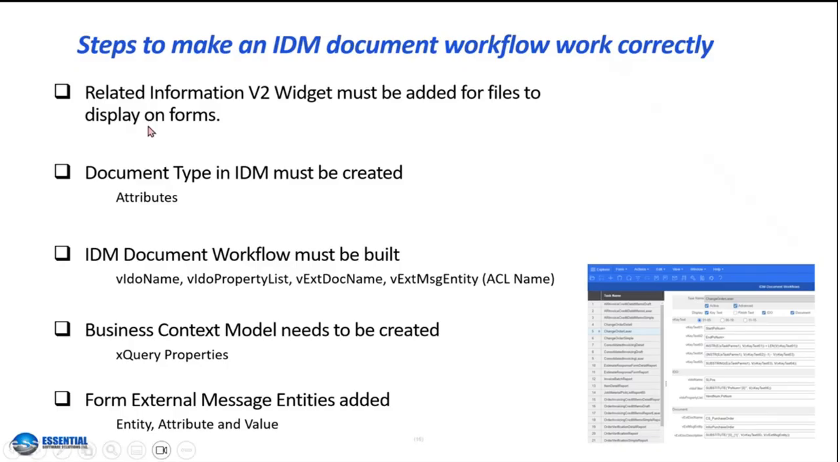You'd need to make sure that you have the related information widget set up so that you can add files this way. You also want to make sure that you have a document type in IDM created. A lot of these are already pre-created, which is great. You can utilize them. If you wanted to make your own custom one, you'd have to set this up. That would be this process here of building your own workflow. And then you need to make sure that there's a business context model rule that's created. So essentially you have a rule that tells the document where it should go. And if you have any other external message entities, which is probably too technical for today, you could set that up if you're trying to make your own custom workflow.